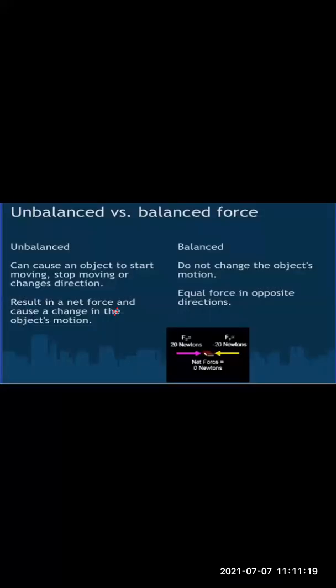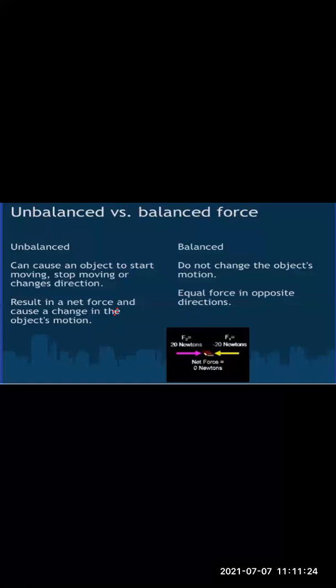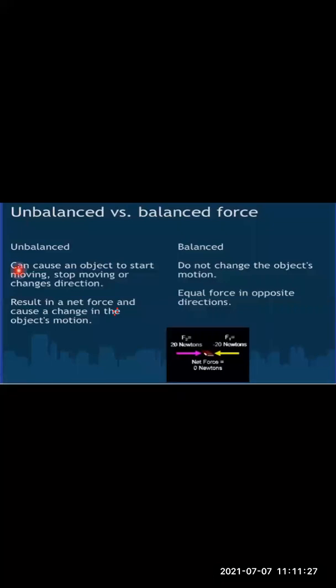So now we will see the difference between balanced and unbalanced force. An unbalanced force can cause an object to start moving, stop moving, or change its direction, whereas a balanced force does not change the object's motion. An unbalanced force, we say, results in a net force and causes a change in the object's motion. For balanced force, we say equal forces are there but in opposite directions.